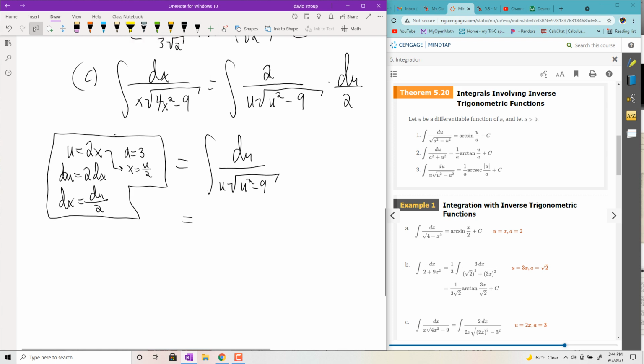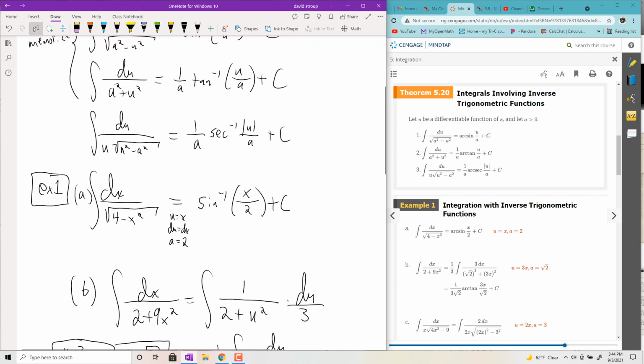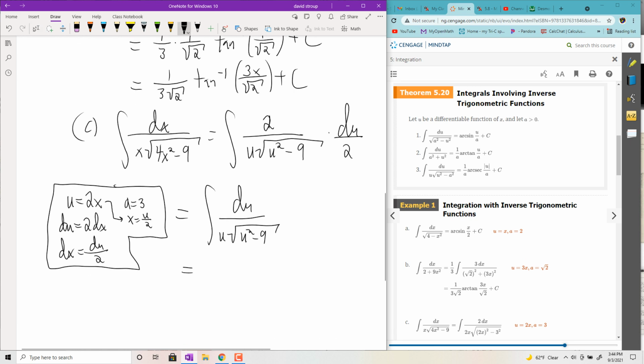So is that going to be 1 over a? Yeah, so it's kind of like the tan, except with that absolute value in it. So 1 all over a is 1/3. The secant inverse of absolute value of u all over 3, and then plus c. So back subbing, 1/3 secant inverse absolute value of 2x, which is the same as 2 absolute value of x if you'd rather, but I'll just put absolute value of 2x over 3 plus c.